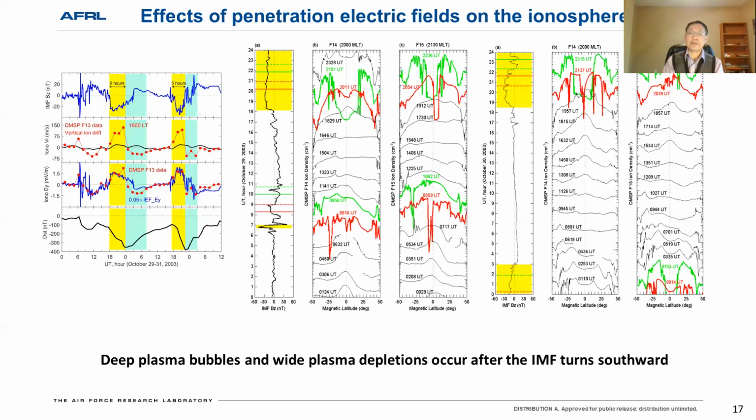This slide shows the effects of penetrating electric fields on the generation of deep plasma bubbles and wide plasma depletion in the equatorial ionosphere. In the plot of the ion density measured by the DMSP F14 and F15 satellites, the black curve represents ion density distribution with magnetic latitude during northward IMF, and the red and green curves represent ion density distribution during southward IMF. The large density decreases occur at low latitude, and the density decreases are caused by penetrating electric fields during southward IMF.